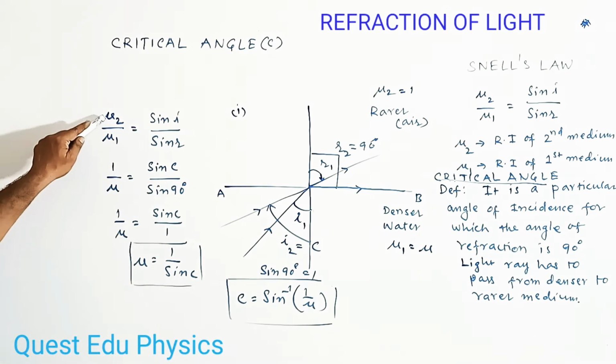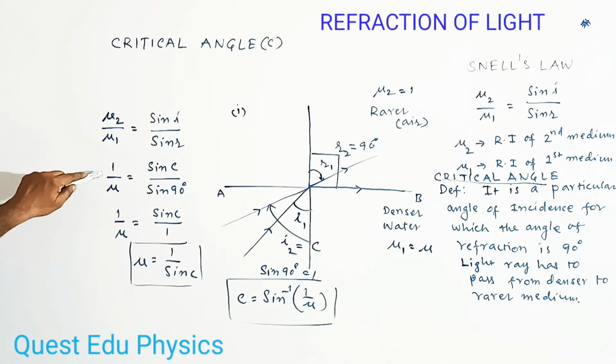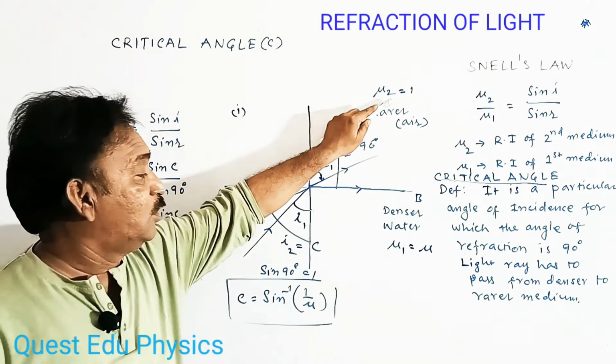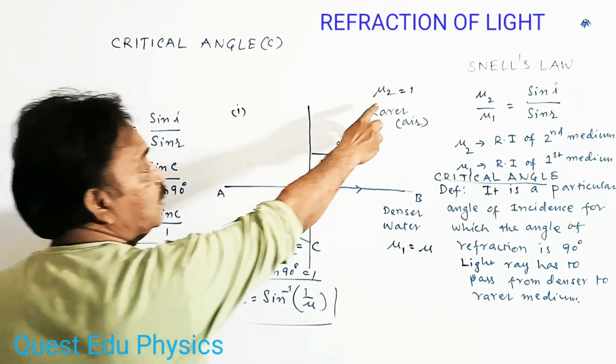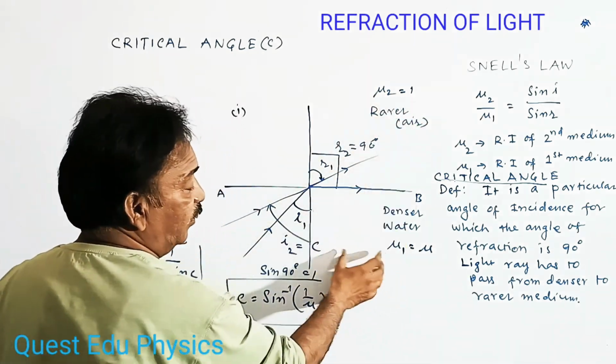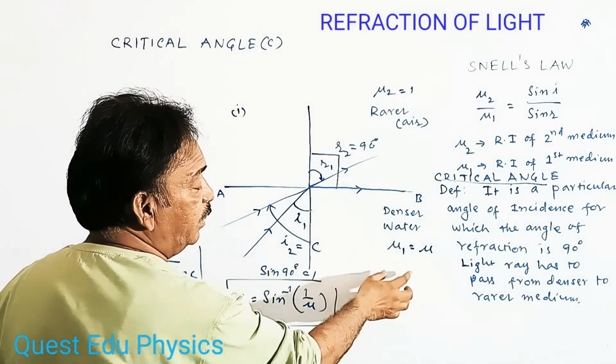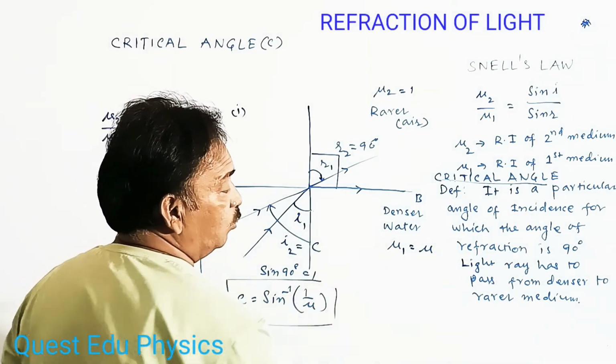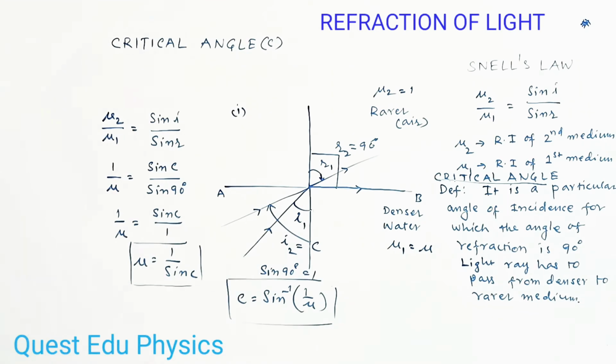That's why we took the second medium, and it's the ratio of second to first medium and sin R. We took mu2 as the second medium, which has a refractive index of 1, and mu1 as the first medium, which is water or any denser medium. So mu1 is equal to mu. Then we got the relation C is equal to sine inverse 1 by mu.